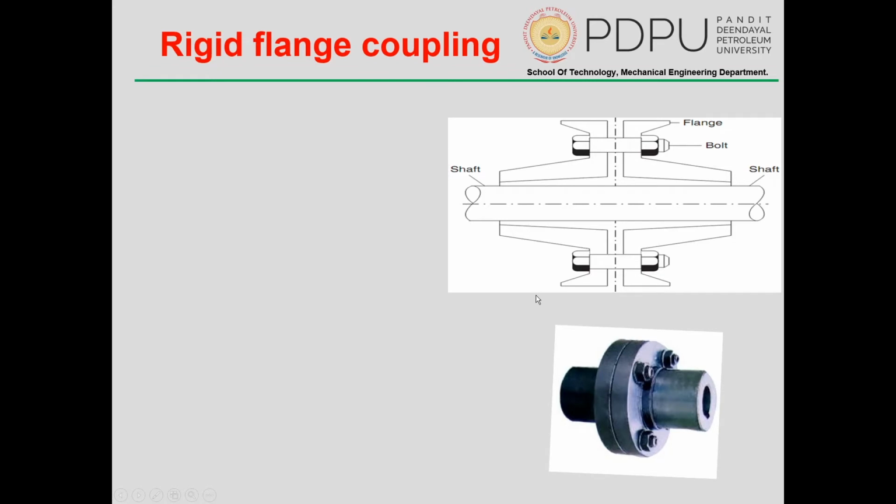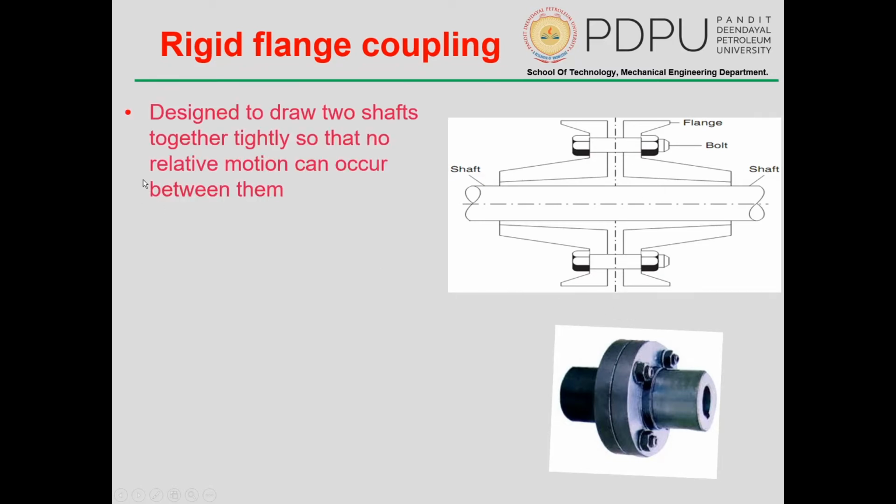Rigid flange coupling is nothing but bolting of the two shafts together with one another. Here you can see shaft 1 and this is shaft 2. They are just bolted with the help of a flange to one another. What is the design feature? Designed to draw two shafts together tightly so that no relative motion occurs between them. Yes, as easy as that. It is used when precise alignment of the two shafts is required. So here there is no travel between shaft 1 and shaft 2.